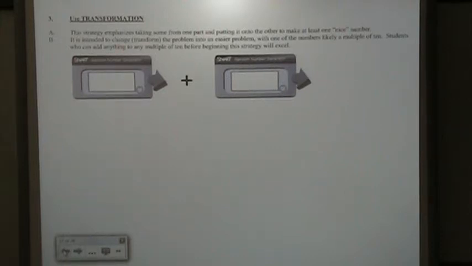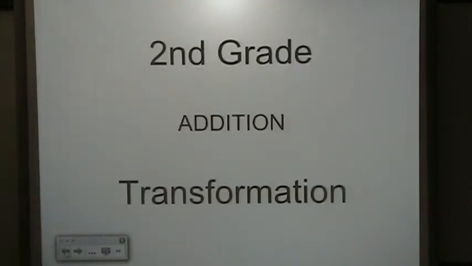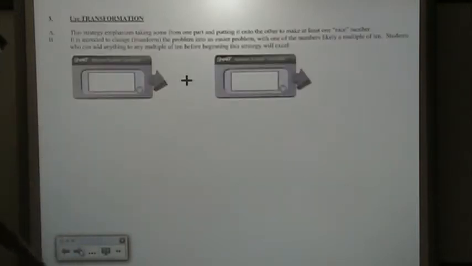The third addition strategy that we're going to use is transformation. So, second grade addition, transformation. We've talked about decomposition, we talked about number lines. Those are the two other ones before this one. Now we're talking about transformation. Transformation is really taking something from one number and putting it onto the other to make it nice. And we want to make one of these numbers nice.